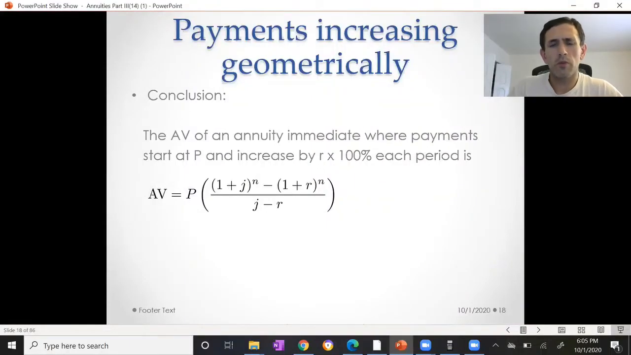Hello everyone. So remember last time we had our formulas for the accumulated value of an annuity immediate, where payments start at P and increase by R times 100% each period, as ((1+j)^n − (1+r)^n) over (j − r), times P, where r is a decimal, which of course doesn't make sense when j equals r. And while you can evaluate it as a limit when j approaches r to get something concrete, let's just take a step back and see what we get when j equals r.